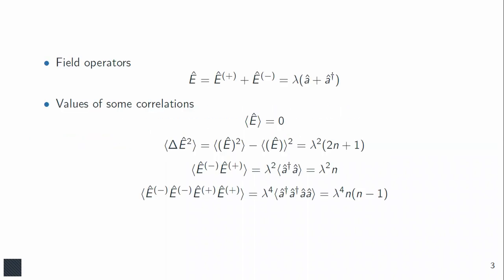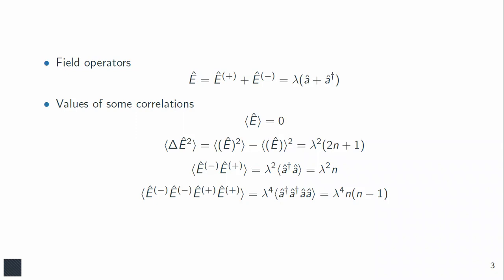First, starting with the description of the field operator. We know that the field operator could be divided into two components, the positive frequency part and the negative frequency part, and they could be described using the annihilation and creation operators. We could calculate some correlation values of the field operator in the photon number state. The photon number state has an average electric field value equal to 0, but it has some fluctuation of the electric field, and it increases with the number of photons.